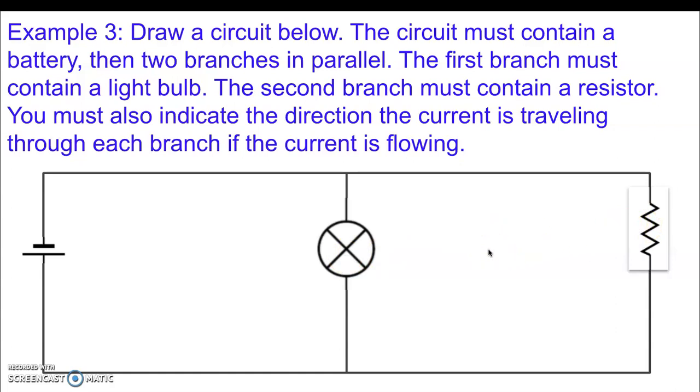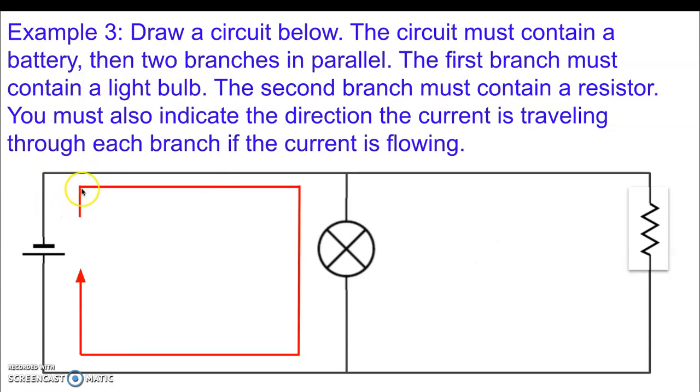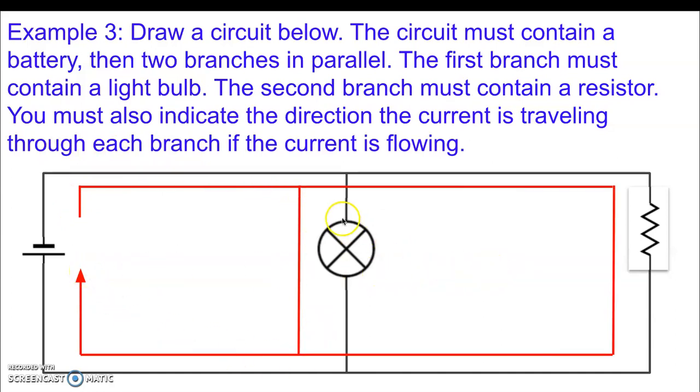So then we must indicate the direction the current is traveling. Remember, it always goes from negative to positive. So on the first loop, it would be moving like this. And on the second loop, it would be moving like this. In both cases, it's moving clockwise. So we follow it around, it'll go like that. On the second branch, as we follow it around, it'll go like that.